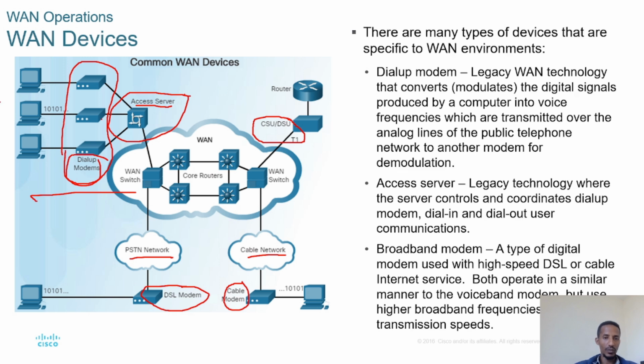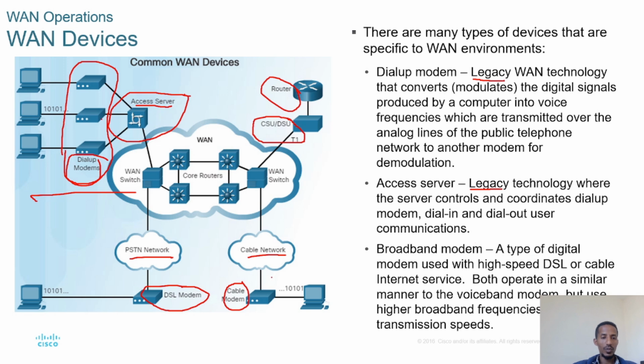But routers by themselves are able to communicate digitally. They don't need the analog-digital conversion. So that's why in the case of CSU/DSU and routers, we don't have modems, because they can communicate digitally. We have said that the dial-up modem is becoming a legacy. Access servers are also becoming legacy. They are more or less similar to the dial-up modems.